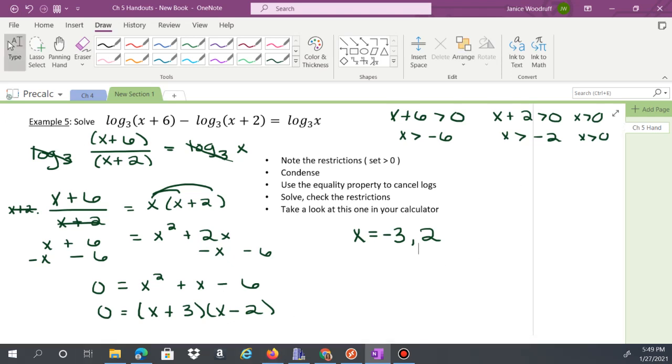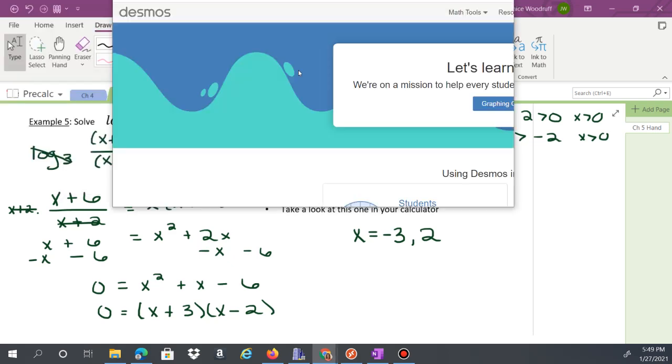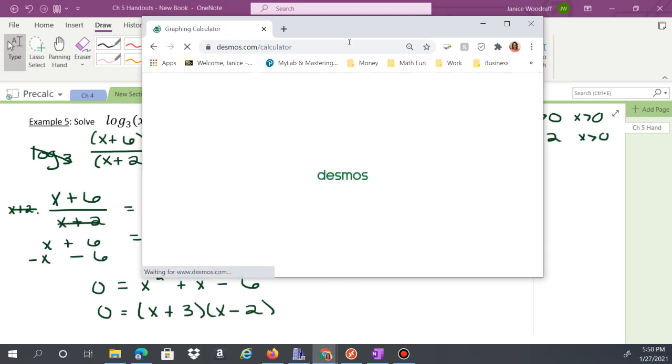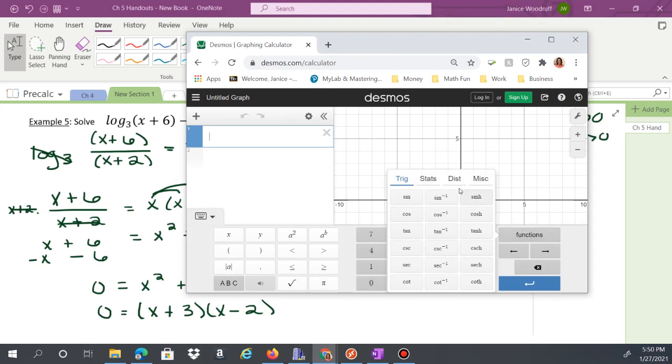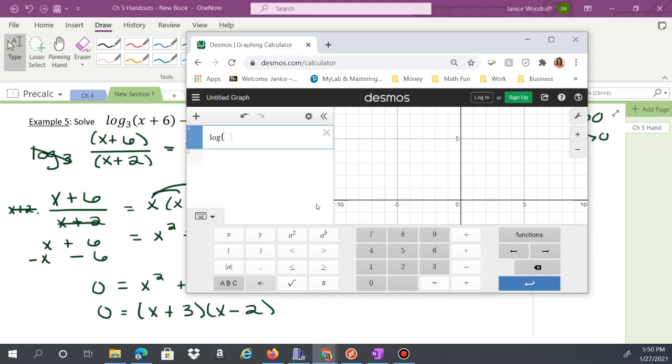So if I want to put this in my calculator, I'm going to put it in Desmos because it's probably easier for me to write it in there. Let me see. So log, I've got x plus 6 divided by x plus 2. Is it letting me put the base of my log in? No, so I have to use the change of base formula divided by log 3. If you have the 84, you can just put the log 3 in. So don't worry about that.